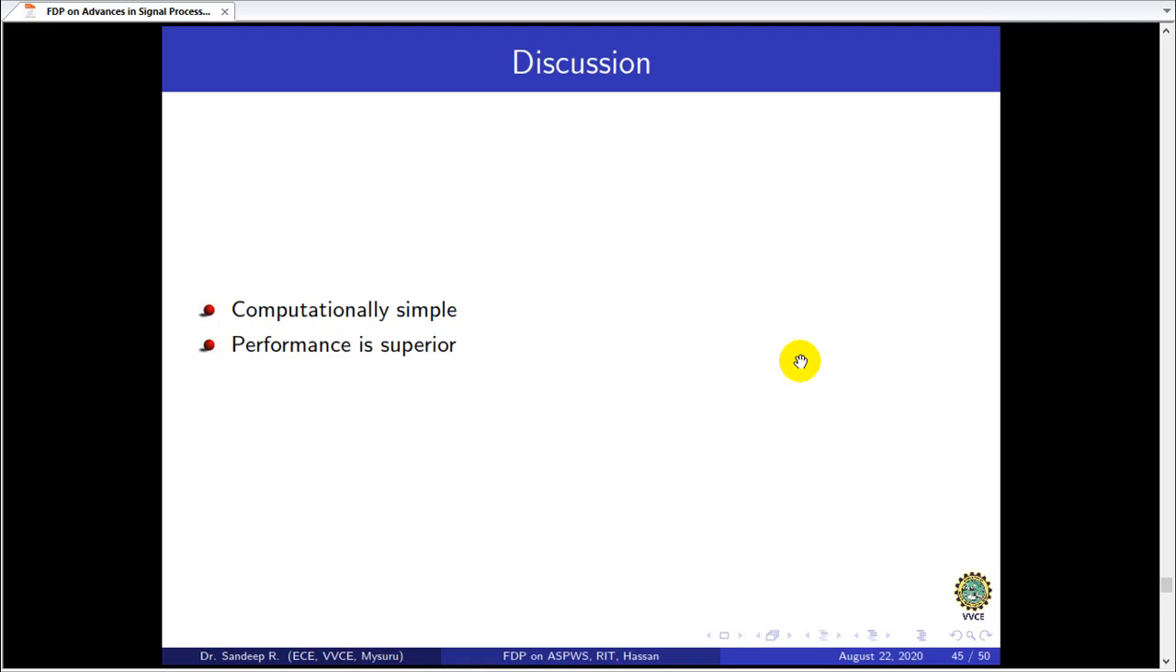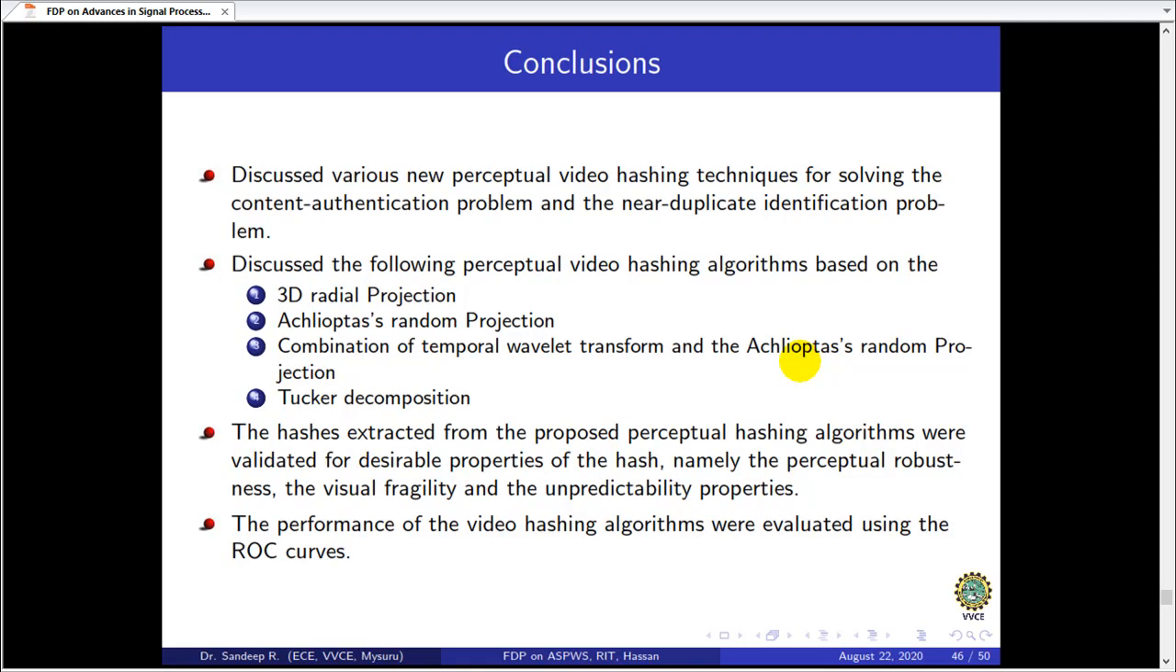So it is computationally simple and the performance is very superior. So finally, concluding it, we discussed various new perceptual video hashing techniques for solving the content authentication problem and the near duplicate identification problem. We discussed the video hashing algorithms based on three-dimensional radial projection, Achlioptas random projection, a combination of temporal wavelet transform and Achlioptas random projection, and finally the Tucker decomposition.